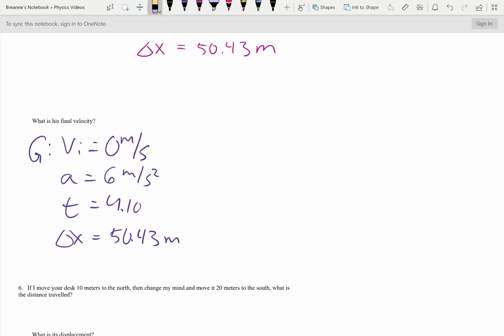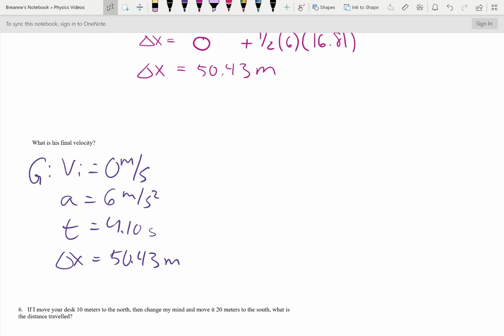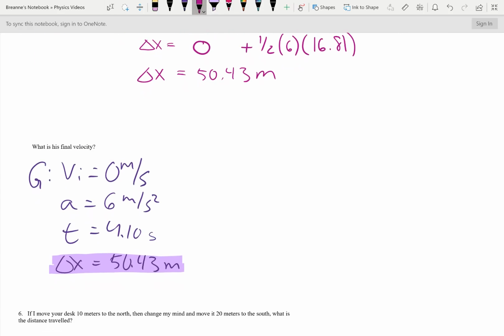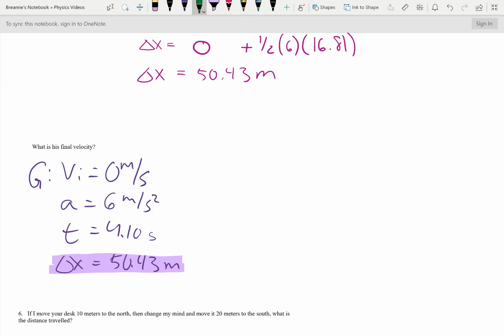If you're unsure if you got the question above it right, see if you can figure this out without using it. If you don't want to use it, if you're like, I don't want to know if I got that right or not, maybe you don't have to use it. So let's figure out our unknown. Our unknown would be our final velocity.